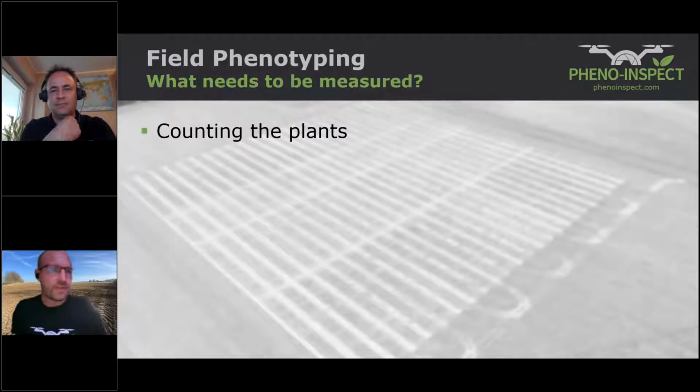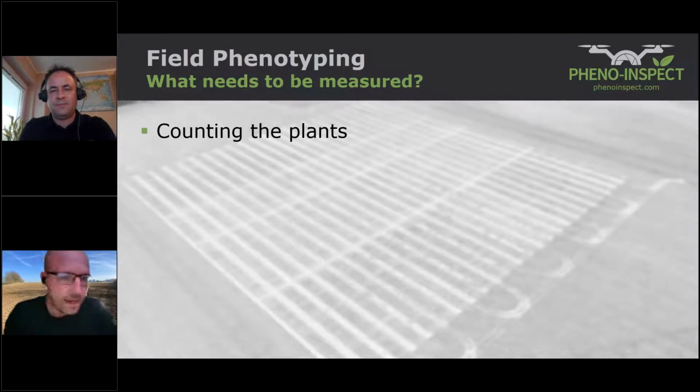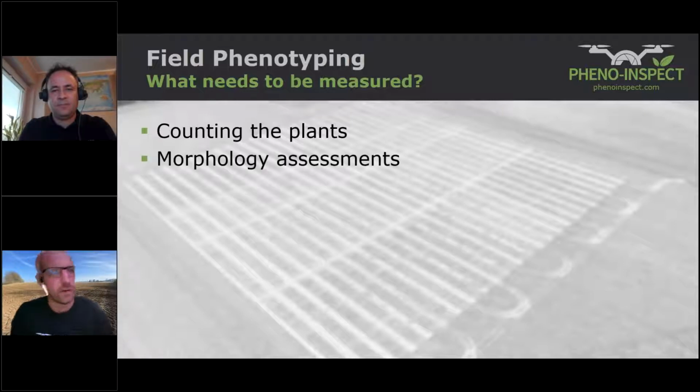A common measure is counting the plants. You want to know at emergence the number of plants which made it, and also before harvest how many plants contribute to your yield result, for instance. So counting is really one of the common things which are done. Then morphological assessments: what's the shape of the plant? What's the length of the plants? Are there certain shape properties which are aligned with your breeding goal?